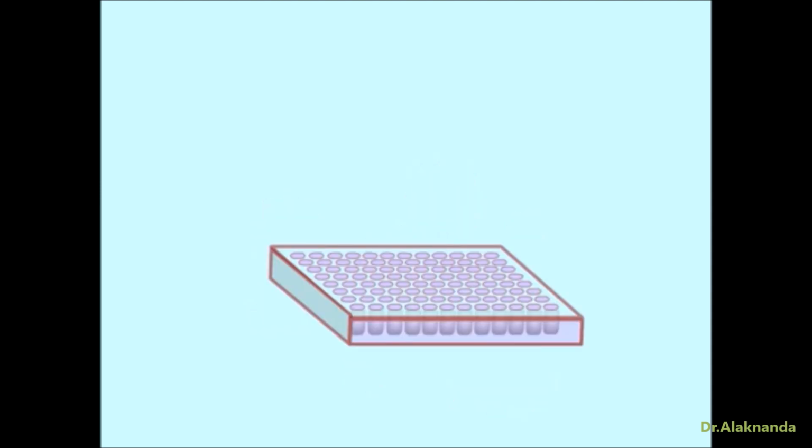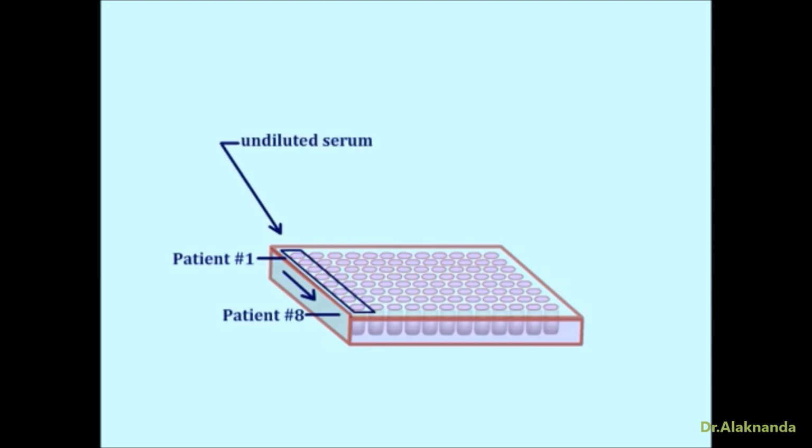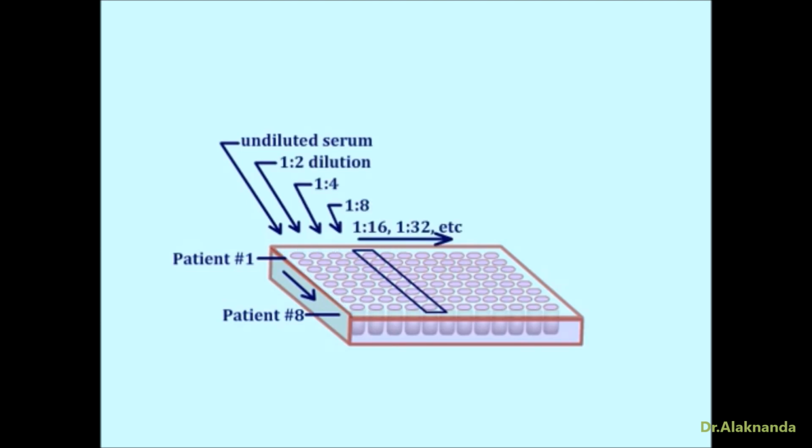To measure antibodies against the antigen, the particles are added to the wells of a 96-well microtiter plate, and then sera taken from different patients are added to the wells in the first column. Twofold dilutions of the sera are prepared in the rows, and then a known negative and positive control serum are added in the last 2 columns.